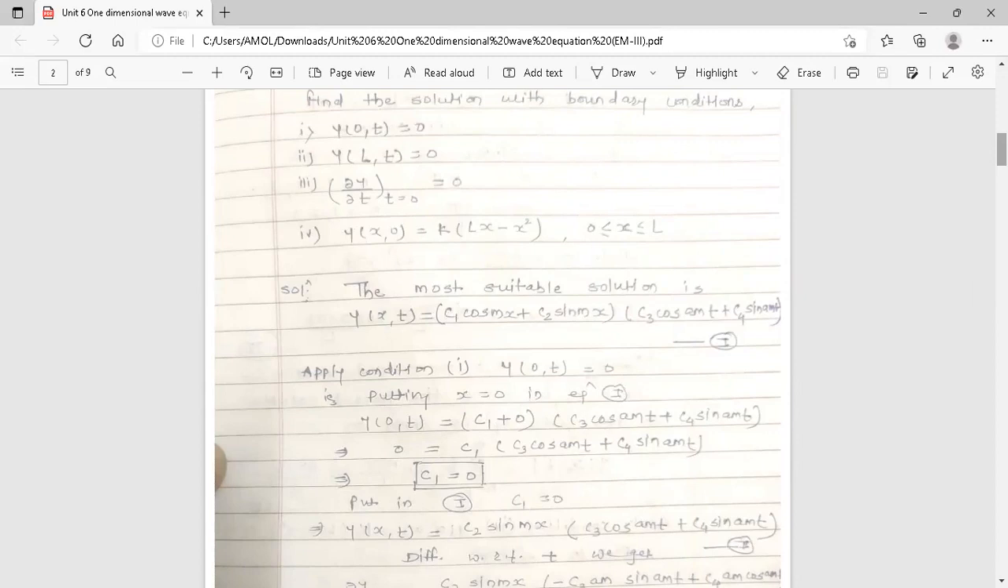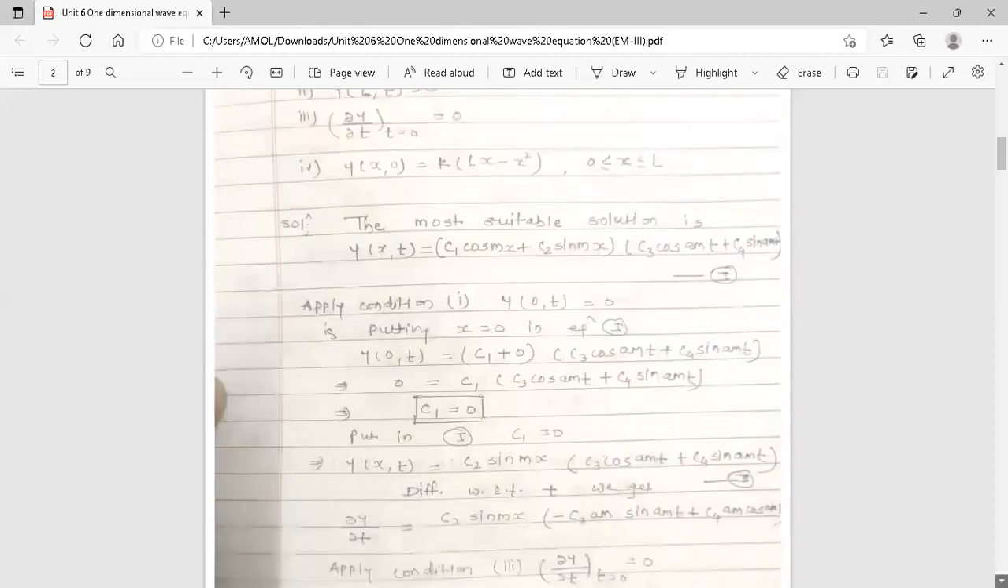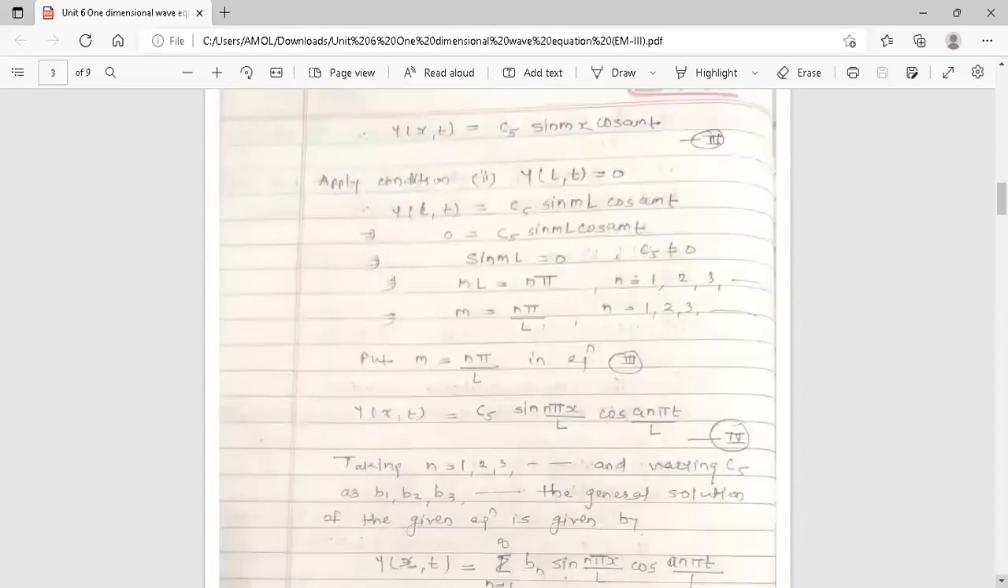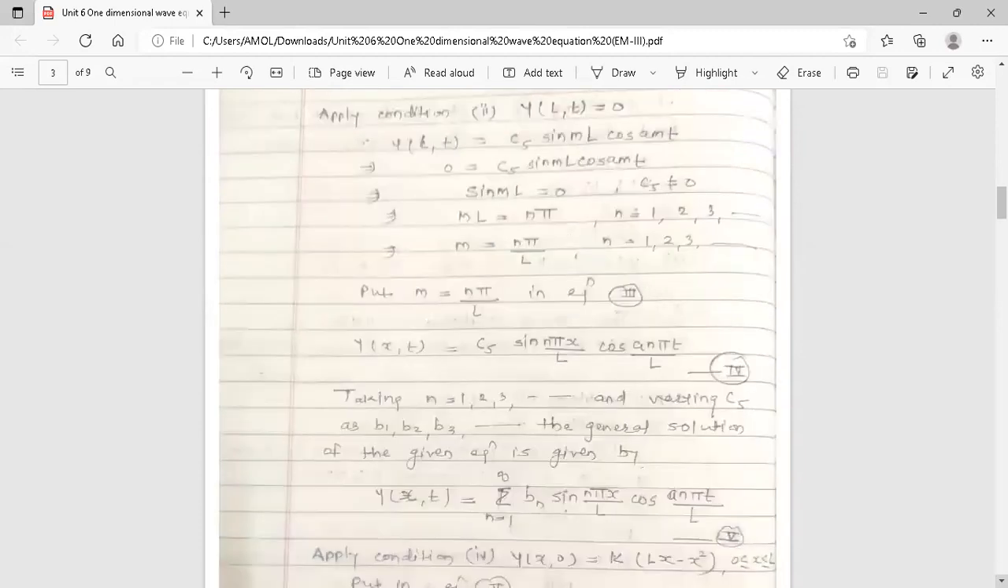In every wave equation example, the steps are the same. You see the conditions, you remember the conditions, and you apply them one by one. When we apply condition 1, we have C1 is 0. After condition 1, we apply the third condition, del y by del t at t equal to 0 is equal to 0. Then we have the value of C4 is 0. Then we apply the second condition, and after applying the second condition, we have the value of m is equal to n pi upon l. After getting the value of an arbitrary constant in every step, you write down the new latest solution in every step. And these steps are the same for every example.